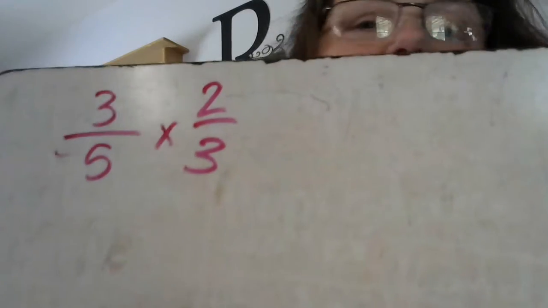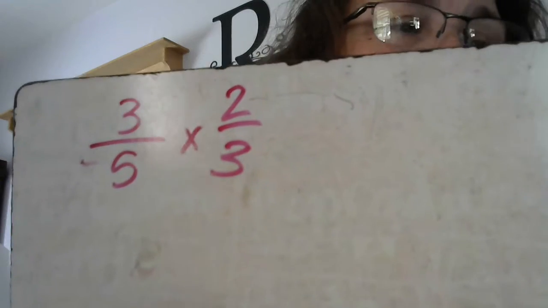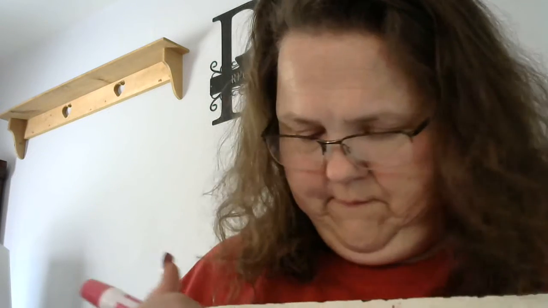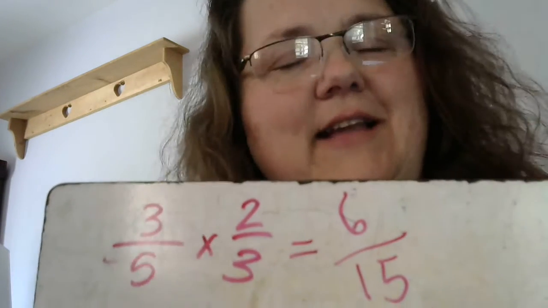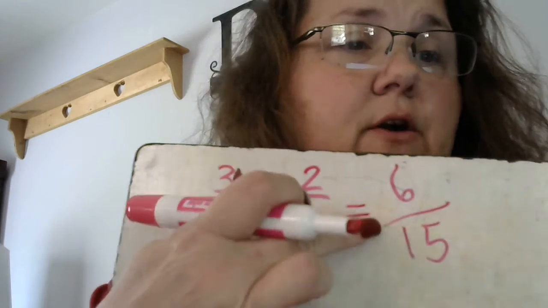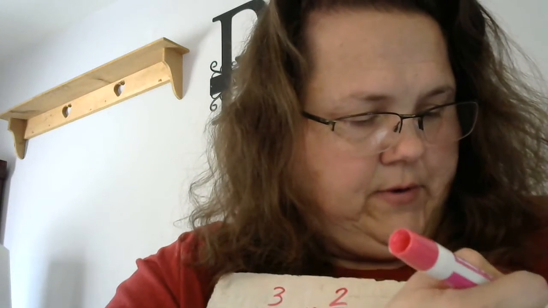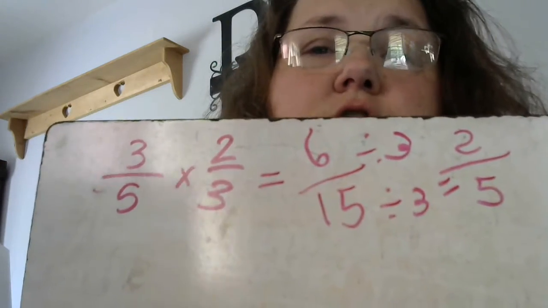We're going to do 3/5 times 2/3. So we have 3/5 times 2/3. Remember, we multiply numerator times numerator and denominator times denominator. So you have 3 times 2 is 6, and 5 times 3 is 15. I've got 6/15ths, but I have to put it in simplest form. I know that 6 and 15 are both multiples of 3, so I'm going to divide by 3. 6 divided by 3 is 2. 15 divided by 3 is 5. So I get an answer of 2/5.